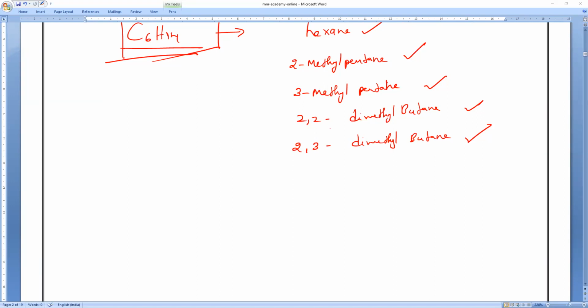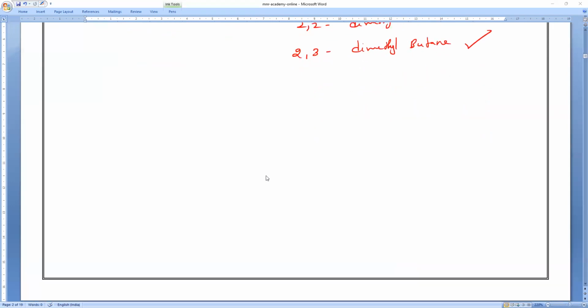So next, isomerism in alkenes and alkynes. Just one example will go. After that, it is not required. Even if you are not interested in learning it, you can leave it as a choice, no problem. In the exam, they will never disturb us on alkenes and alkynes. Okay, so isomerism in alkenes.